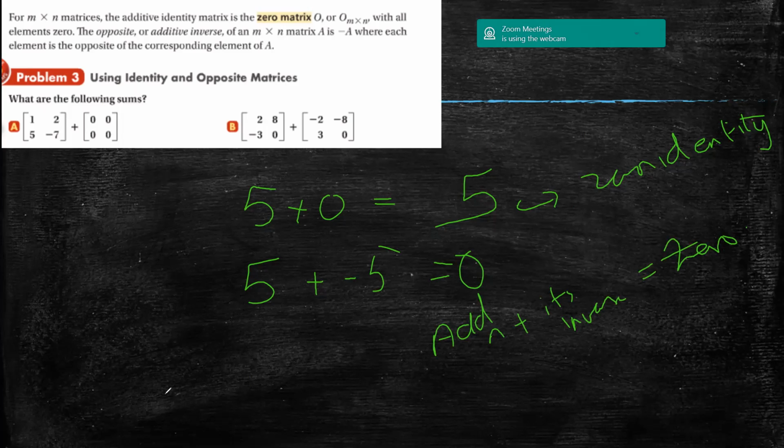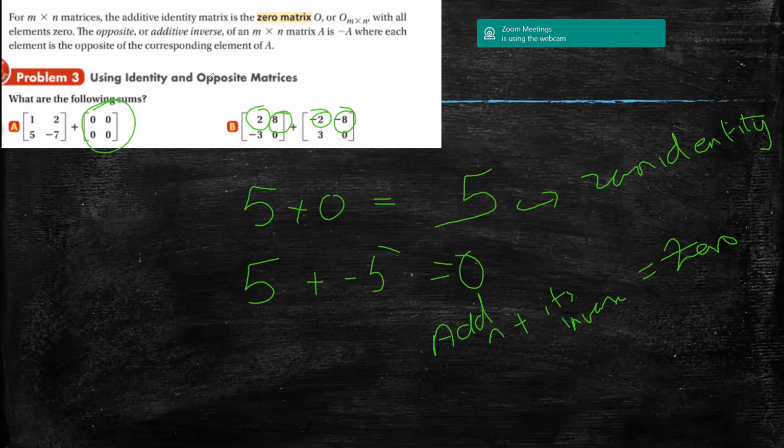Here we have the same in the matrices. If you add any matrix to the 0 matrix, that is a matrix that has 0 in every element, you will get the same matrix. And if you add any matrix to its inverse matrix, like 2, -2, 8, -8, where each number has an inverse in the corresponding element, you will also get 0.